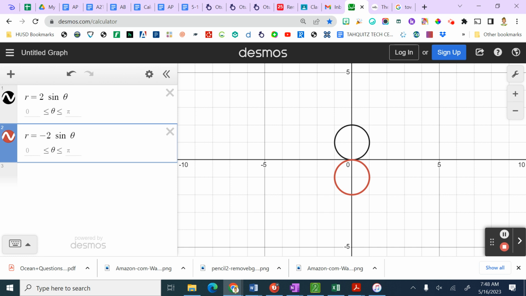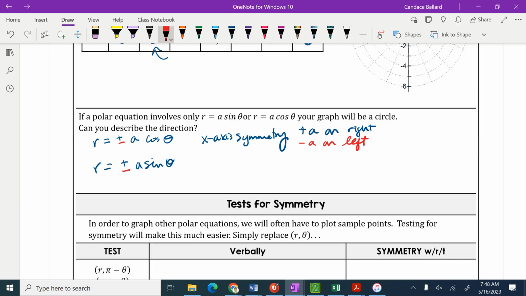Okay. All right. So let's summarize that a little bit. We know that we have y-axis symmetry with sine. Y-axis symmetry. If it's positive A, it is up. Or if it is negative A, it is down.